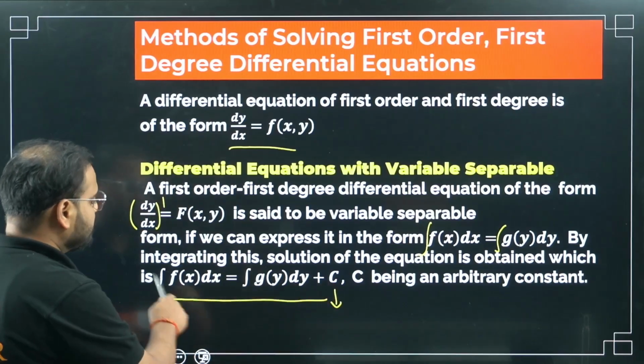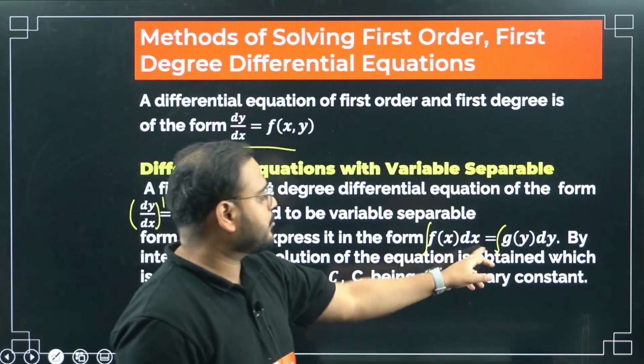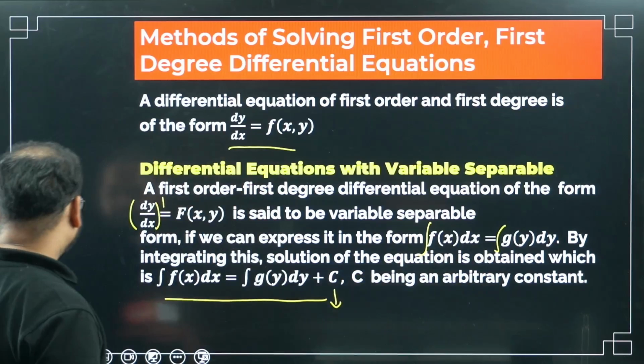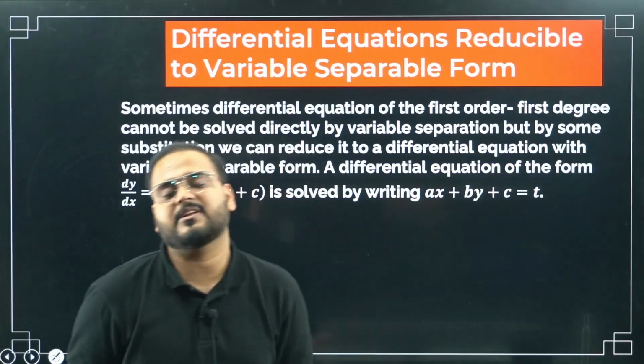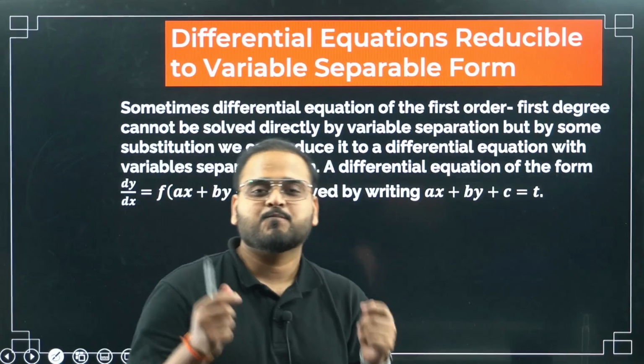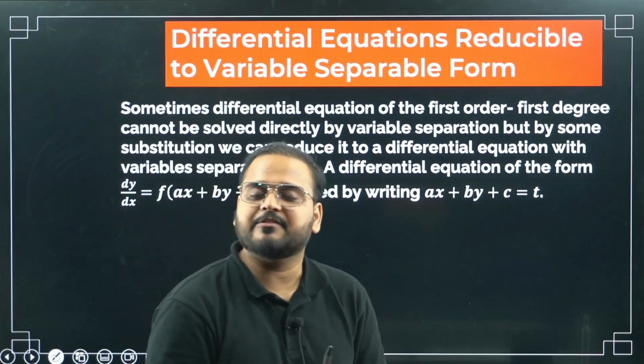This is what I said. The same thing I've written here, I've shown it over here. Moving on. That's what it is. There is nothing much in the variable separable method. Once we solve the questions, you'll understand it very simply.